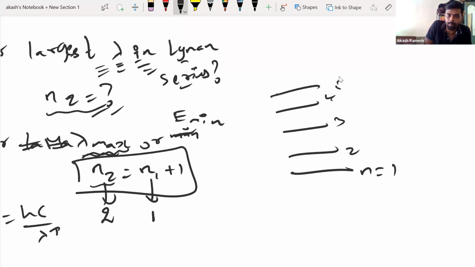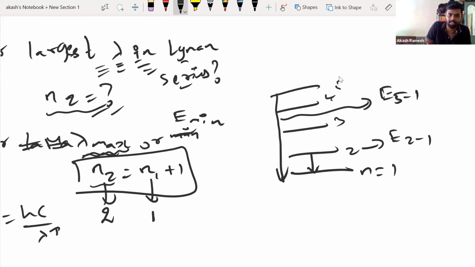Say an electron comes from the 5th orbit to the 1st orbit, and say an electron comes from the 2nd orbit to the 1st orbit. Now say this is some E 5 to 1, this is E 2 to 1, this energy. Now tell me which energy will be greater, 5 to 1 or 2 to 1? Think about it and tell me. When an electron shifts from the 5th orbit to the 1st orbit, comparing that energy with the transition from the 2nd orbit to the 1st orbit, which will be higher, 5 to 1 or 2 to 1?